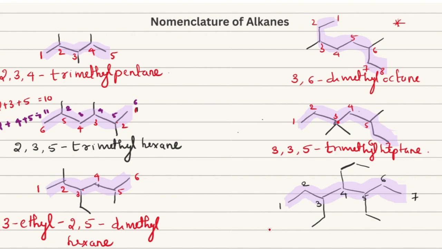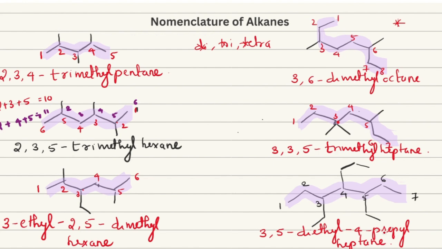So alphabetical priority. So what we have to write? 3,5-diethyl. Students, remember one more thing. The di, tri, tetra, the first letter must not be considered in the alphabetical priority. Only you have to check for methyl, ethyl, propyl, the first letter for the alphabetical priority. Therefore, 3,5-diethyl, 4-propyl, and 7 carbons are the heptane. This is how you have to name this molecule.